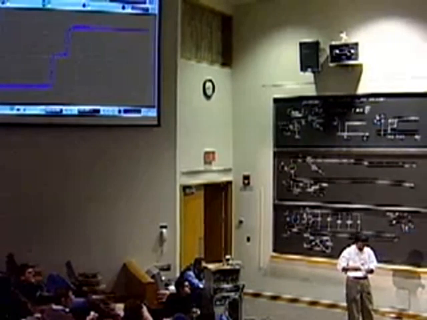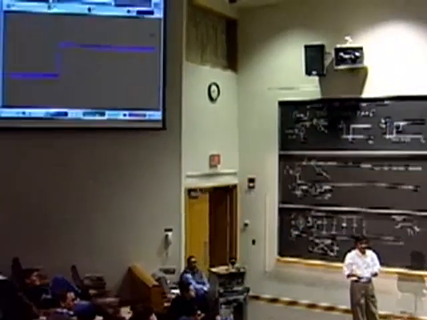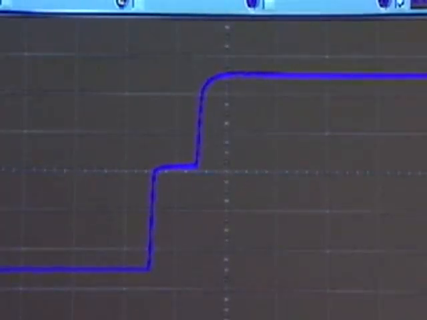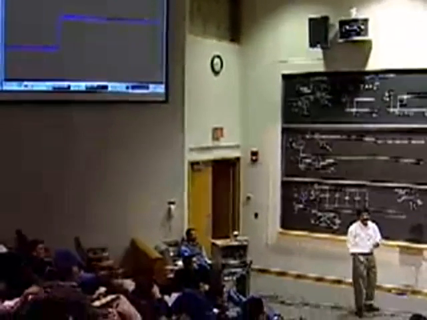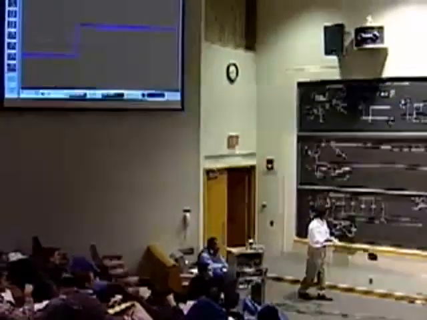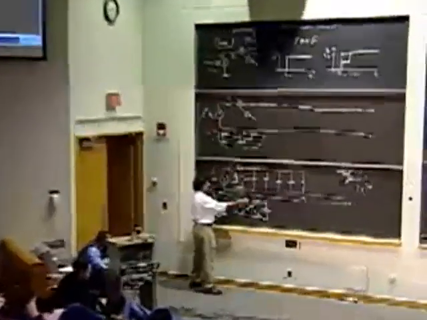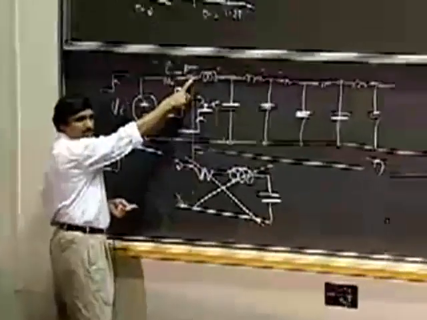Let's try that. There you go. I take it out. Jumps back up. So all I've done here is put in a resistor at the end, and I'm still measuring the voltage here.